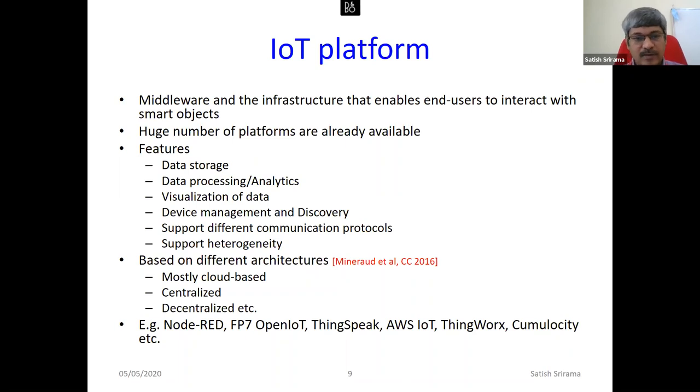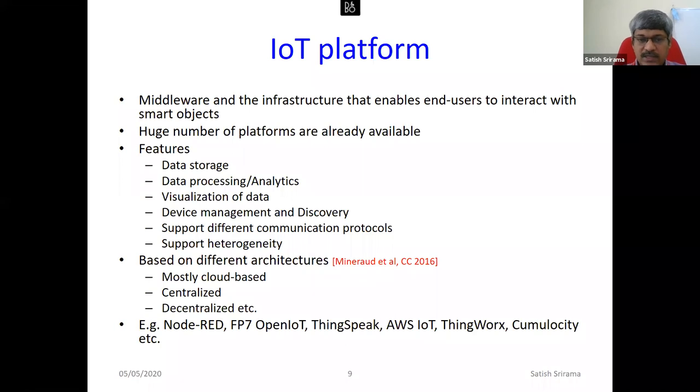Most of these IoT platforms, there are a huge number of platforms available, basically provide you some sort of data storage, so how you can push the data there. Data processing is possible. You can do some sort of analytics. They also provide visualization mechanisms, how to discover these devices, and then you can manage the devices. And most of these platforms are based on this cloud-centric Internet of Things hierarchy.